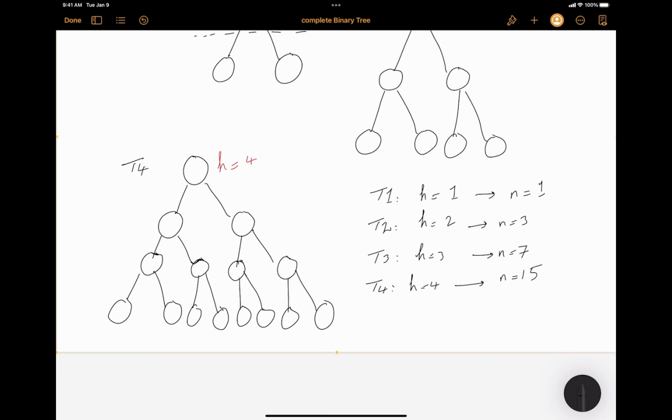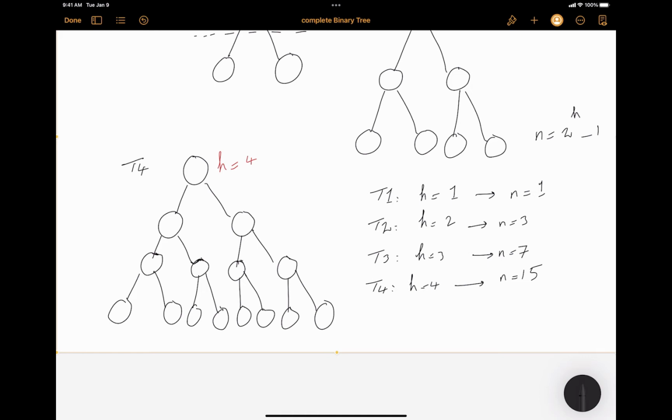Sometimes when dealing with patterns like this, we might be able to easily guess what's going to be the result. Sometimes it might be hard. In this case, the pattern is n equal to 2 to the power h minus 1. So that's the number of nodes in a complete binary tree with a height of h.